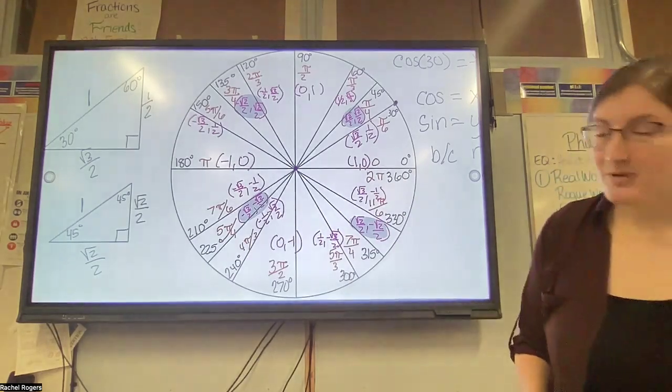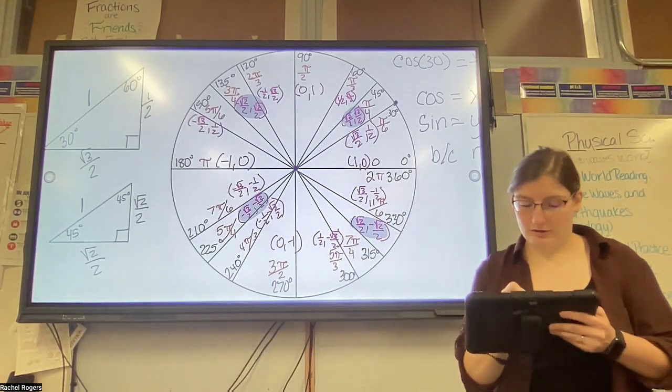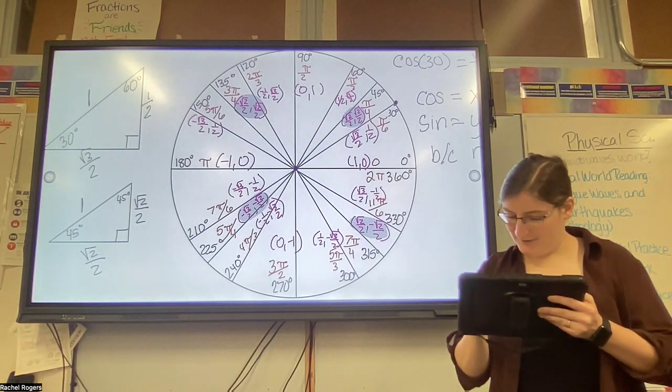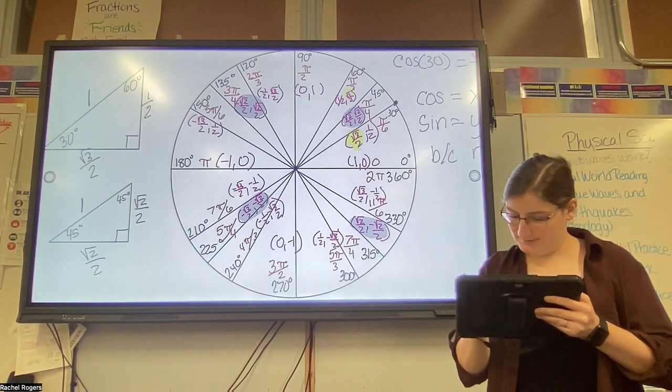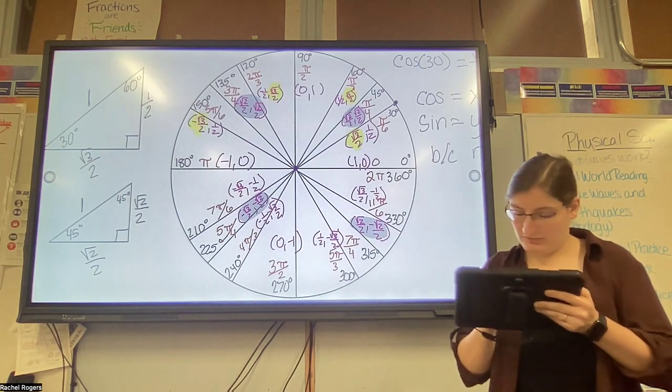Now we're going to go through and repeat that process for all of our root 3 over 2s and pick another color. Oh no, I'm running out of color. So root 3 over 2s. Just the root 3 over 2? Just the root 3 over 2s.